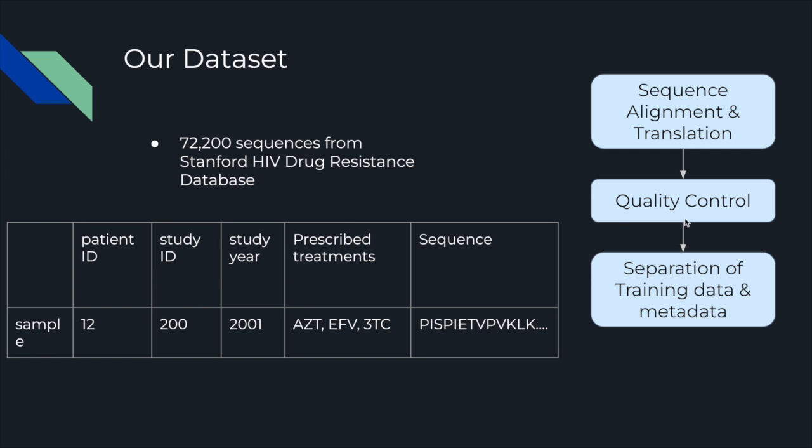Following some quality control filters, such as the removal of deactivated viruses and incomplete sequences, we were left with a total of 14,651 sequences. This data was then prepared for analysis by splitting into the training data and the metadata. We finally one-hot encoded the training data and the sequence data to prepare for analysis.